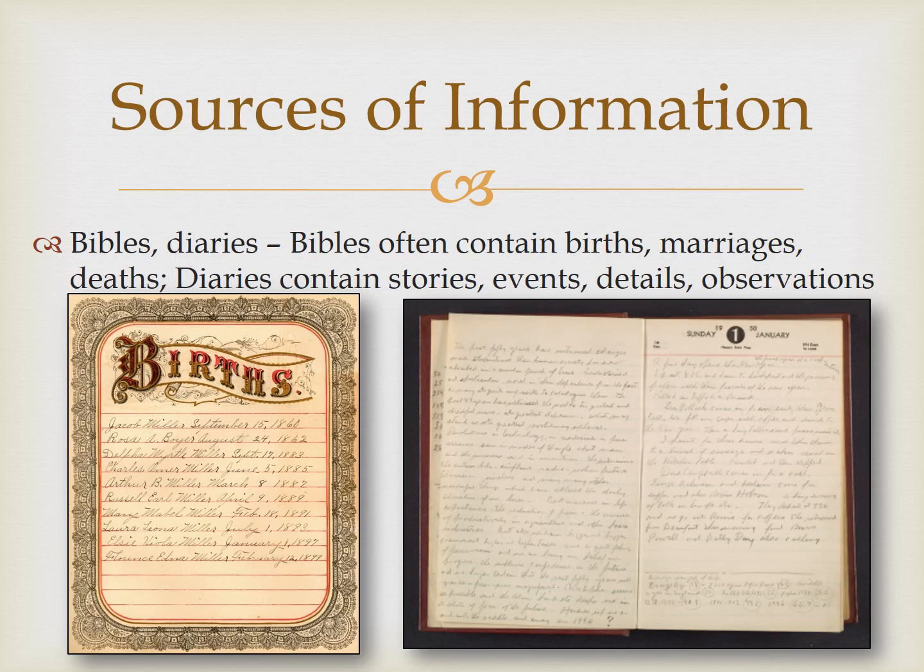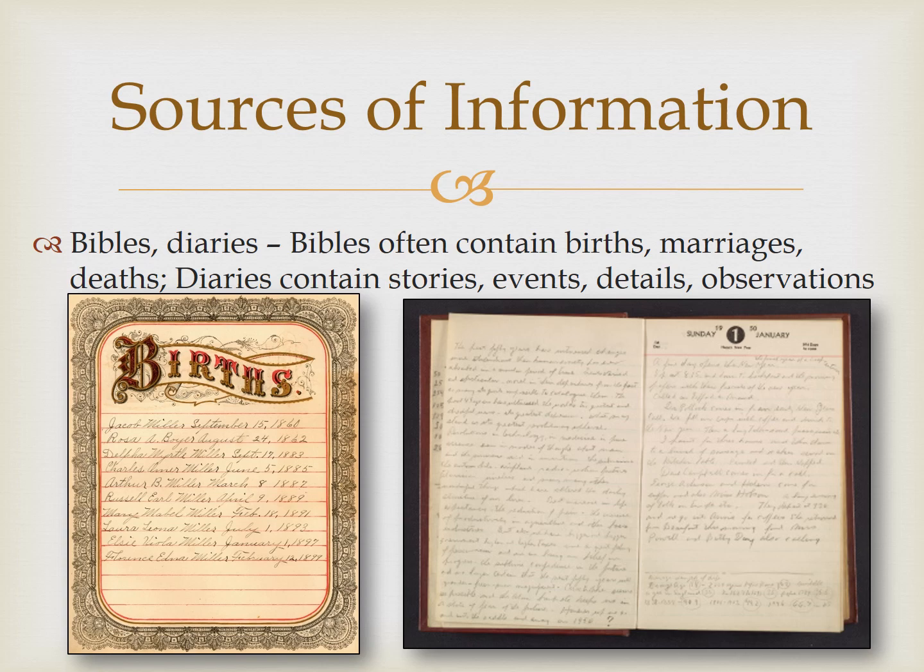Now that we have covered good research habits and how to document our information, we'll look at the types of records that you may find useful. If you are lucky enough, your family may have saved diaries or a family Bible. Family Bibles often contain lists of births, marriages, and deaths in the front of them.